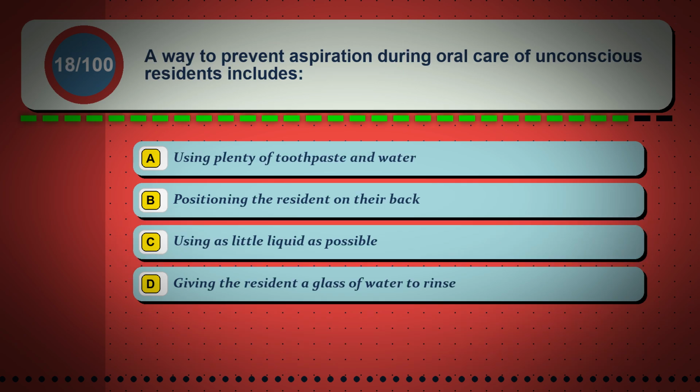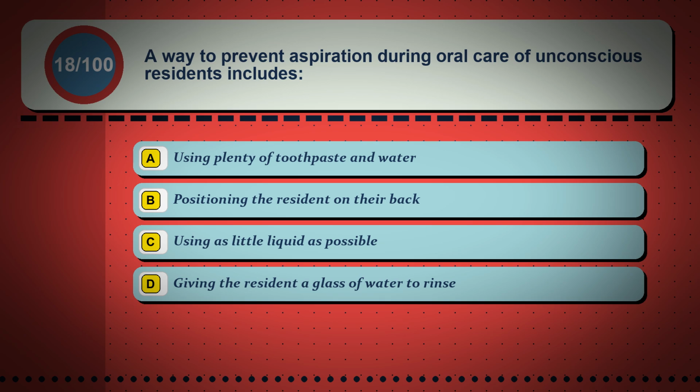Question 18. A way to prevent aspiration during oral care of unconscious residents includes: Option A. Using plenty of toothpaste and water. Option B. Positioning the resident on their back. Option C. Using as little liquid as possible. Option D. Giving the resident a glass of water to rinse.